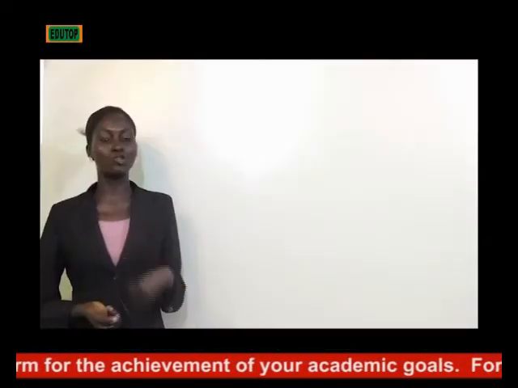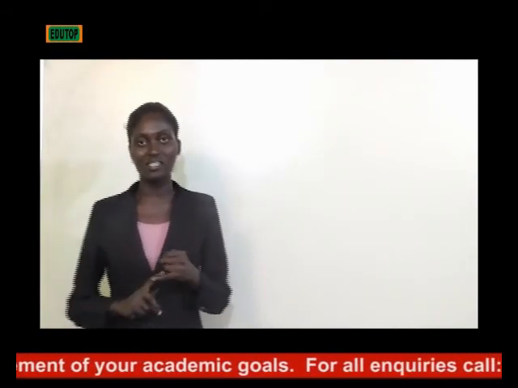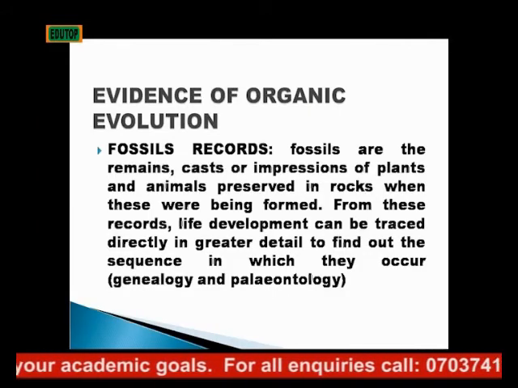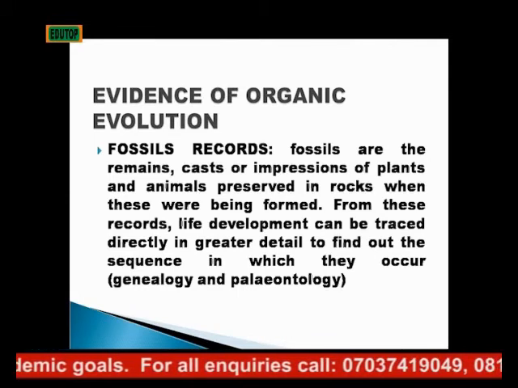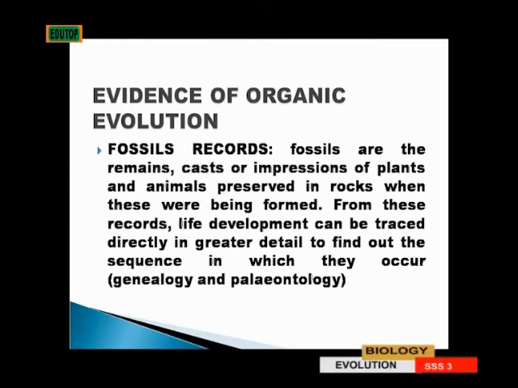So what is the evidence of organic evolution? All these things, how do we know? How can we prove that they are actually true? First is seen in fossil records. Fossils are the remains, the casts and the impressions of plants and animals that are preserved in rocks when they were being formed. So the remains, casts, and impressions of plants and animals that are preserved in the rock when they were being formed are called fossils.